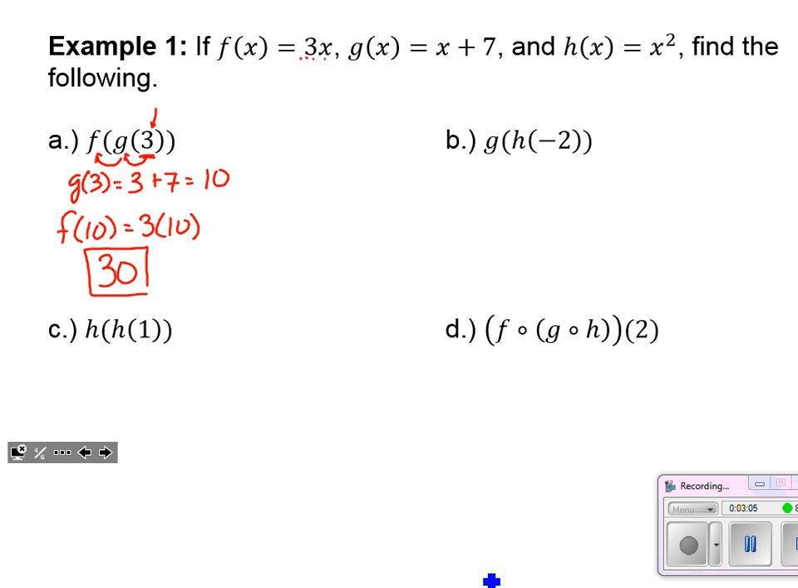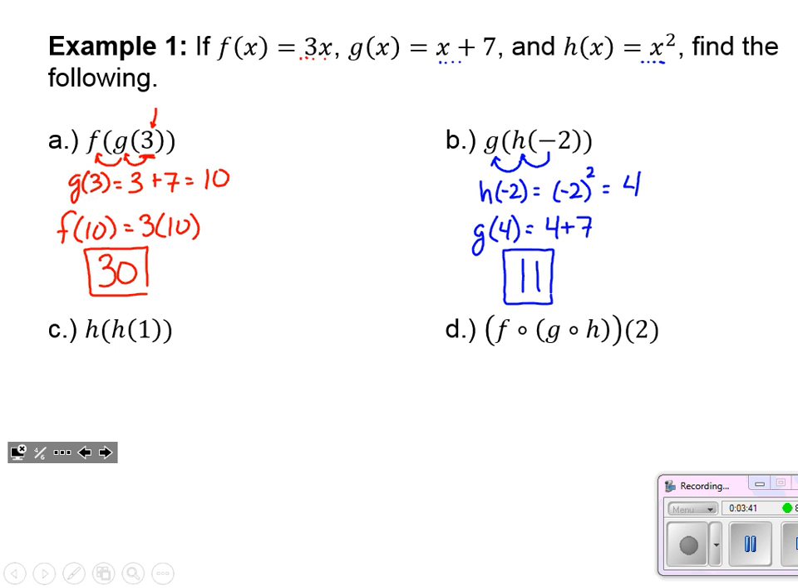All right, let's try letter B. Now we're using functions g and h. The first thing that happens is negative 2 goes into function h. What is h of negative 2? Well, function h tells me to take my input and square it. So I'm taking that negative 2, all of it, in parentheses, and squaring it. I know that when I square a negative number, the result is positive, 4. That output from h becomes the input into g. So I'm taking g of 4, and the rule for g says to take the input and add 7. Final output, 11. We've worked all the way from the inside out.